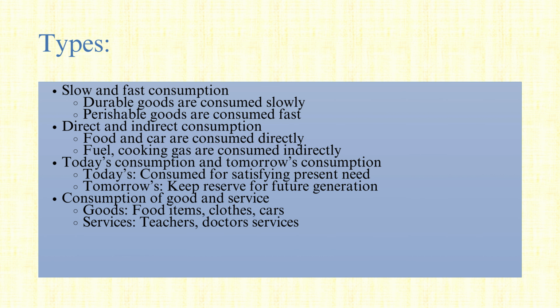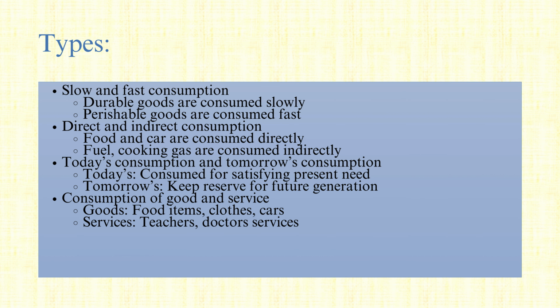Consumption can be categorized in different ways. First, there's slow and fast consumption. Durable goods, like tractors or refrigerators, are consumed slowly over a long period. Perishable goods, like vegetables or dairy products, are consumed quickly because they spoil easily. Then we have direct and indirect consumption. Direct consumption is when you use a good or service immediately, like eating food or driving a car. Indirect consumption involves goods that are used up in the process of providing a service. For example, fuel is consumed indirectly when you drive a car. The fuel powers the car, but you don't use it directly like you use the car itself.